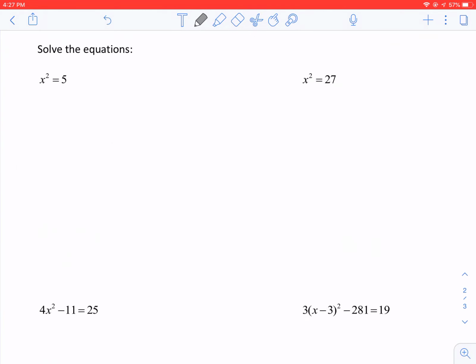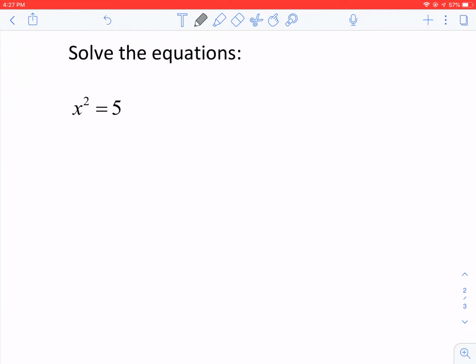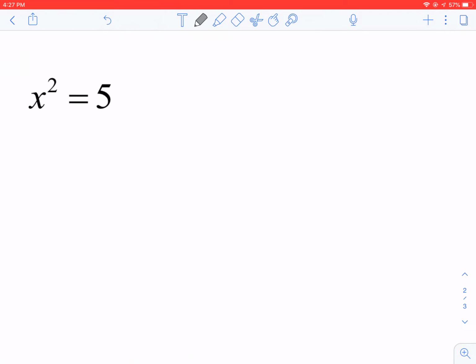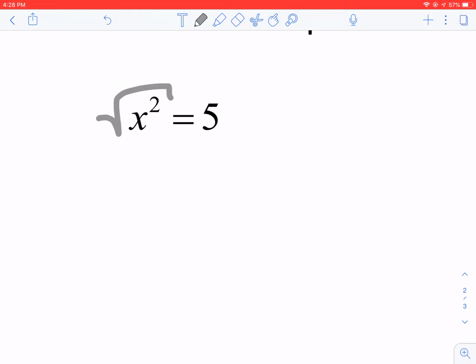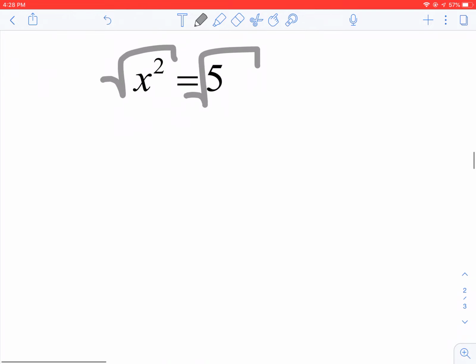Alright, so I have some equations here that I want us to solve by taking square roots. x squared equals 5. This is by itself, so I'm going to square root both sides. The square root of x squared is just x. Again, the squared and the square root cancel each other out. They're opposite operations, just like multiplication and division or addition and subtraction.